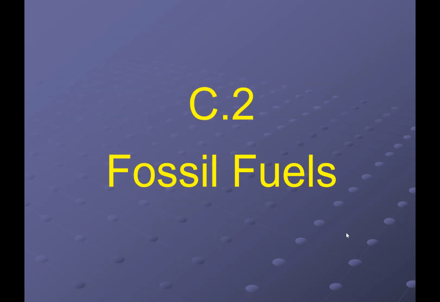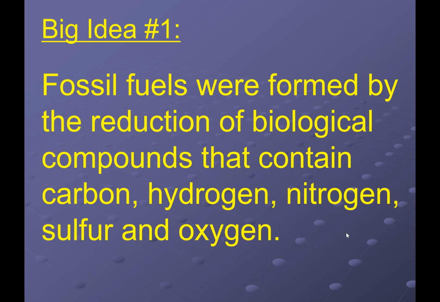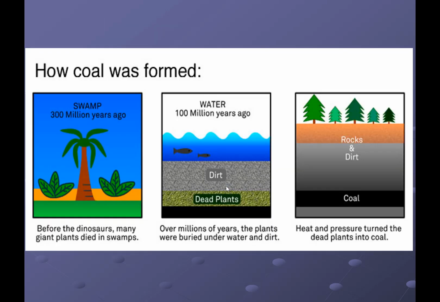Moving on to section C2, we're going to focus more on these fossil fuels. First big idea is fossil fuels are actually formed by reduction of biological compounds. So living creatures from long ago were made out of organic elements. It tends to lose oxygens way faster than C's and H's. So upon reduction, we end up forming hydrocarbons, and those actually form our coal deposits and petroleum deposits. We start off with two comic strips here with coal.